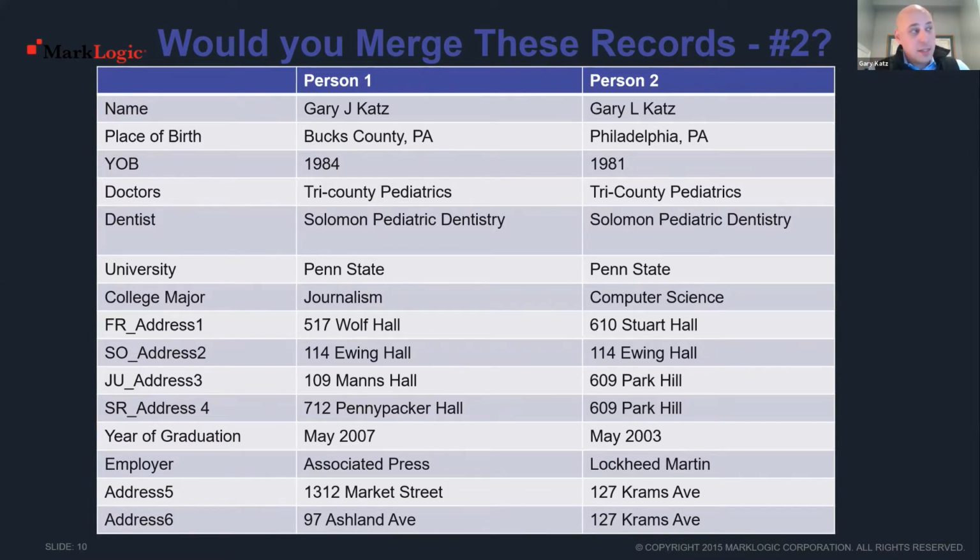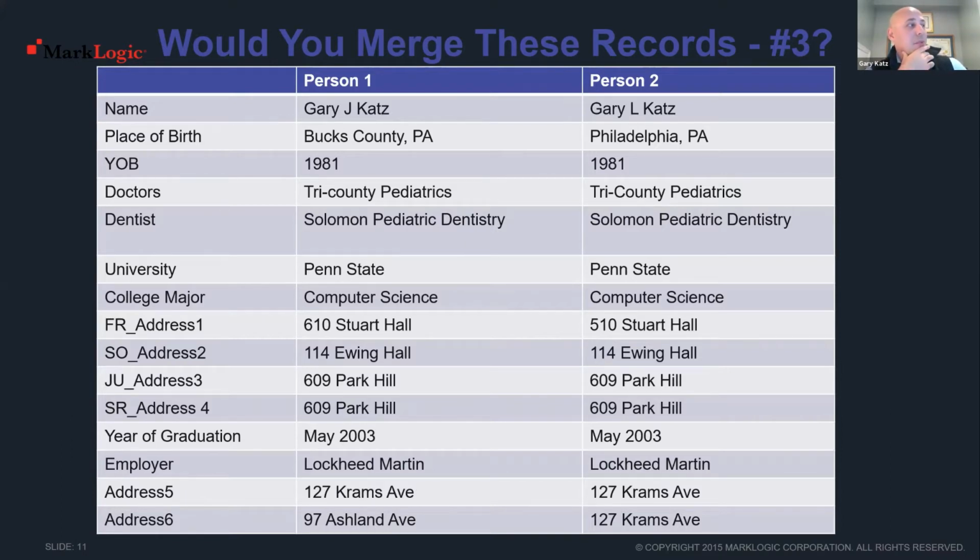Last quiz that I usually give is this one, and then we'll stop the guessing games here. Gary J. Katz and Gary L. Katz, both born in 81, from the Philadelphia area. Generally, they have the same providers, they have the same major, they seem to live together. Their freshman year address is one floor apart. There's a 610 and a 510, but otherwise everything seems pretty consistent.